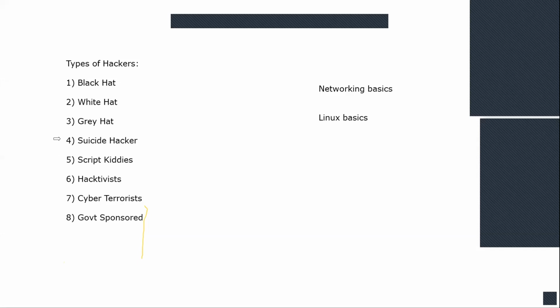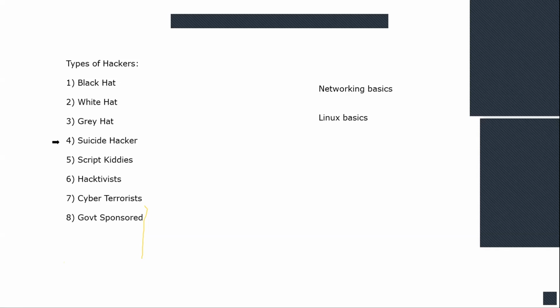From suicide hacker onwards, okay. A suicide hacker is someone who tries to hack into a particular machine, and even if he is caught by the police, he is not afraid. So that guy is a suicide hacker.